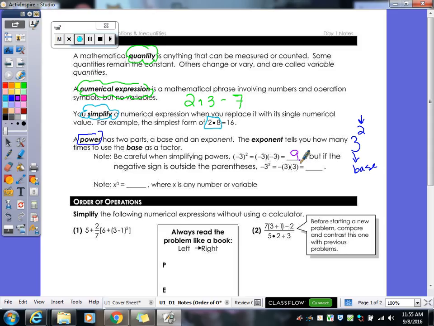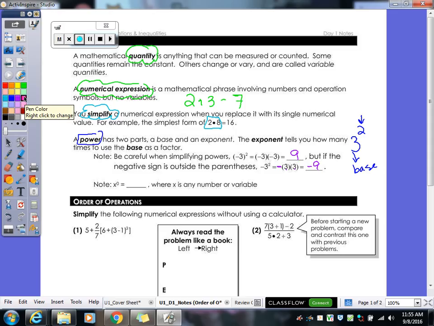However, if there are no parentheses, this means the only thing that's being squared is the number 3. The negative sign is not being squared. So that's why I have over here negative and then 3 times 3. Well, 3 times 3 gives me 9, but I've got that negative in front, so that gives me a -9. And I know a lot of kids tell me, well, that's not really a big deal, but it actually is. Would you rather have $9 or -9? I'd rather have 9. So that negative sign changes the answer completely.